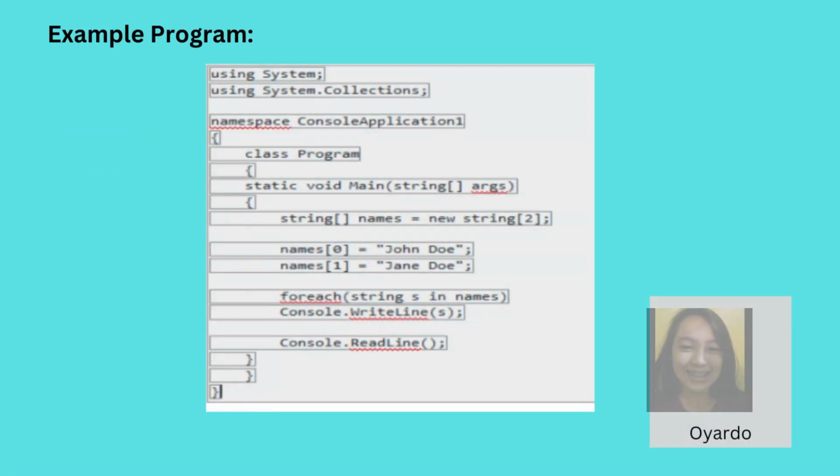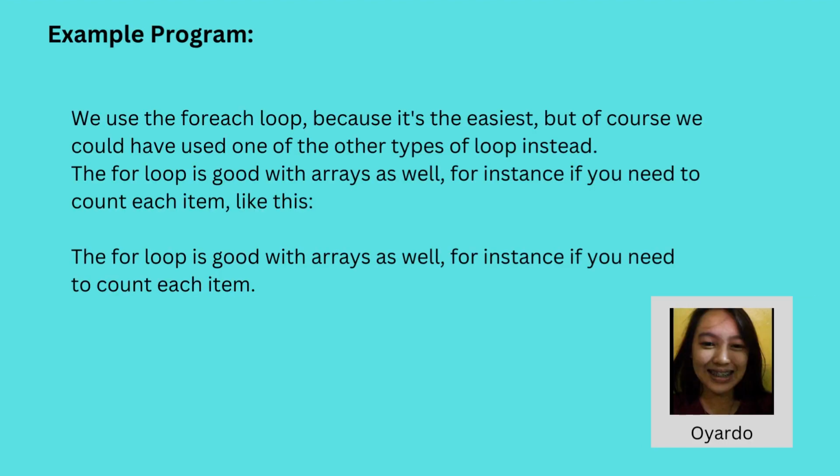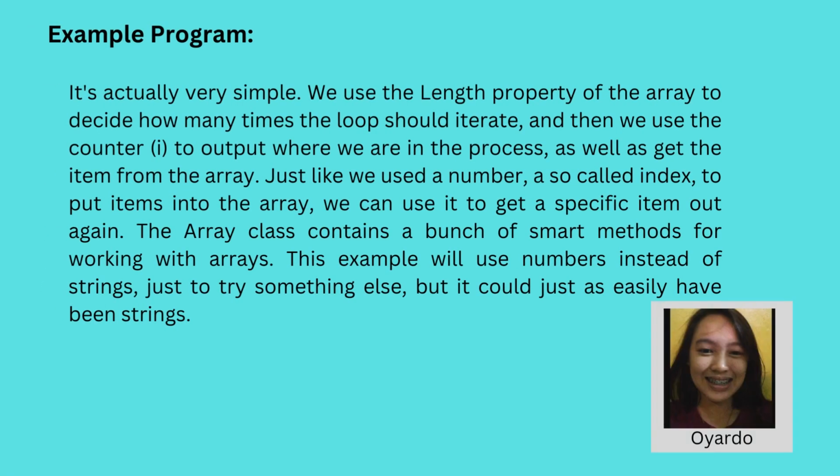Hey everyone, I am Rolian Ayardo and I am here to explain our example program. As you can see on the presentation, use the for each loop because it is the easiest among the others. The for loop is good with arrays as well. For instance, if you need to count each item, it's actually very simple.